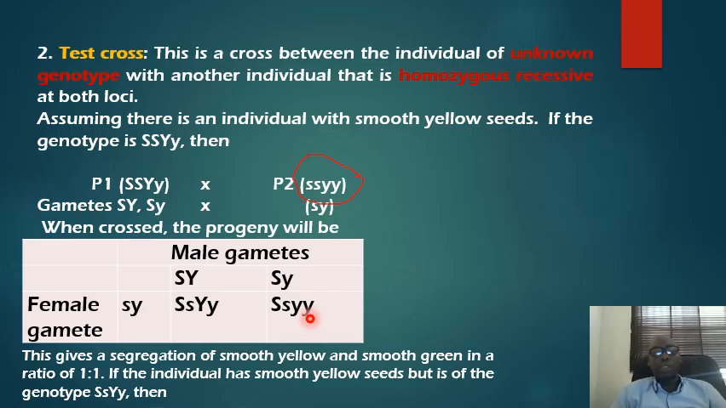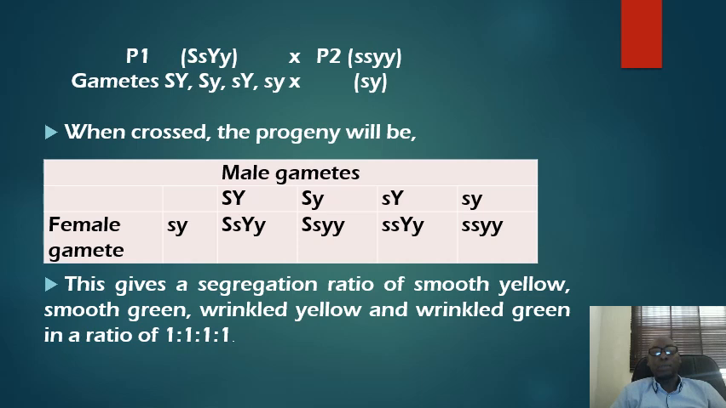But what happens if the genotype is capital S, small s, capital Y, small y? We're going to see something different. Again, the homozygous recessive genotype is this. Always have that behind your mind that a test cross is a cross between an individual of unknown genotype with the homozygous recessive parent.